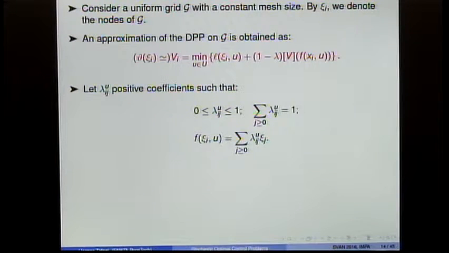So, sorry, for the moment I'm not yet interpolating. I'm just looking for barycentric coefficients on the grid. And if I don't know whether it is in J or not, at least I'm sure that there are always some positive coefficients with sum equal to 1, and F is given by this combination.